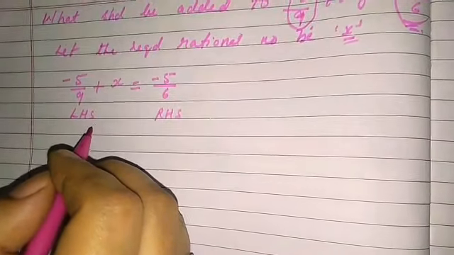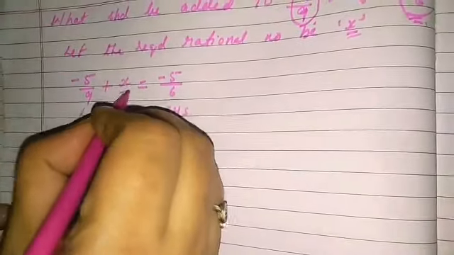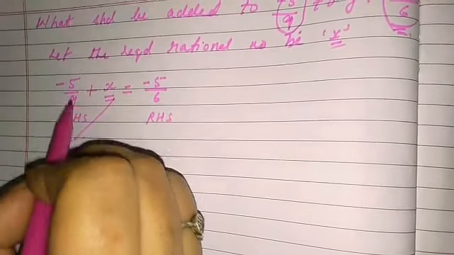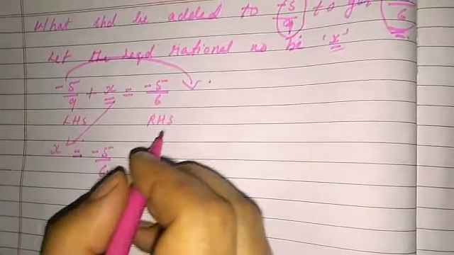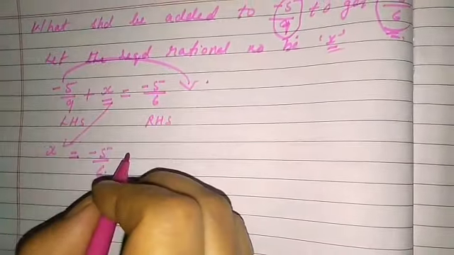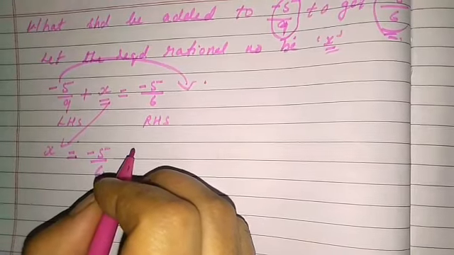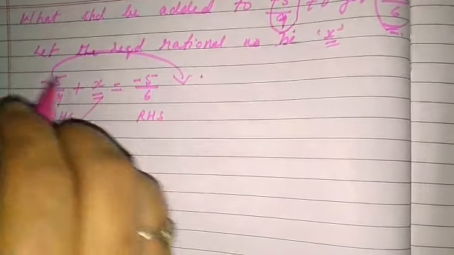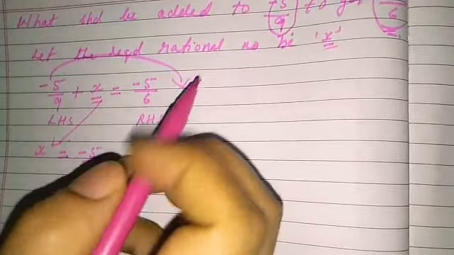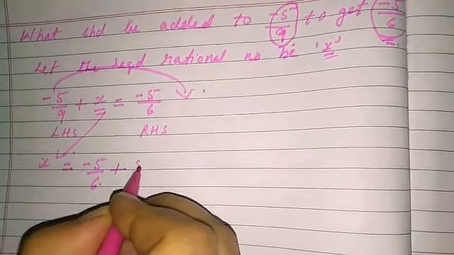Now since I have to find out the value of x, I would write it down. x equals minus 5 by 6, and I'm going to bring this minus 5 by 9 from the left hand side to the right hand side. Whenever I'm bringing something from the left hand side to the right hand side, I have to change the sign from minus to plus. So minus 5 by 9 is going to come this side, so it becomes plus 5 by 9.